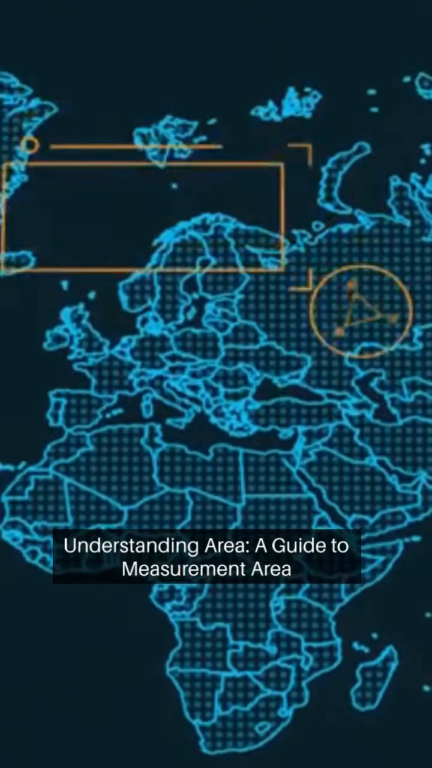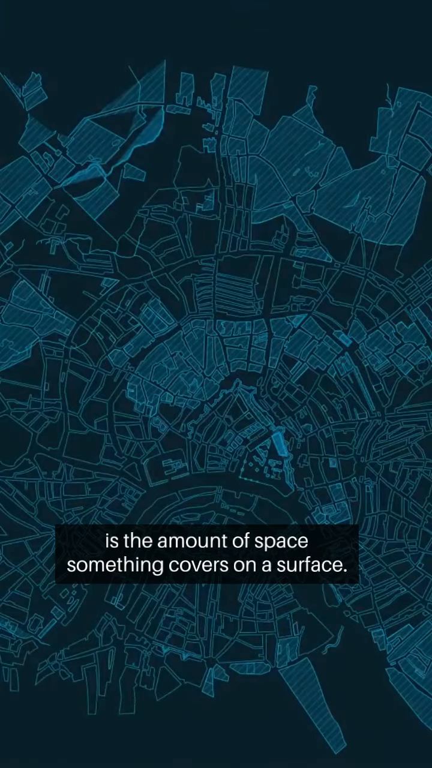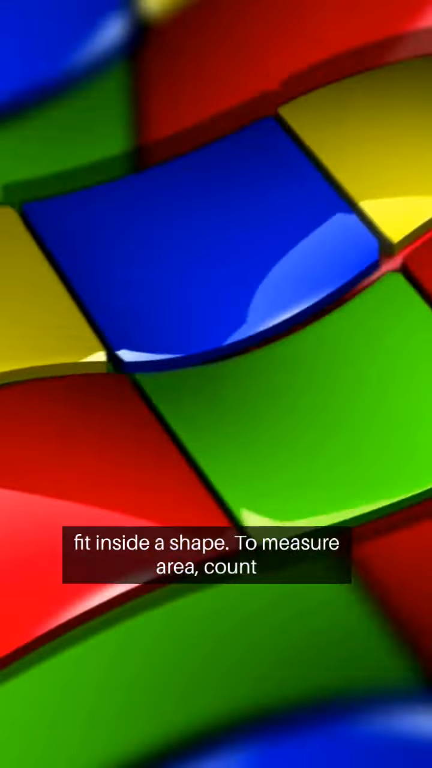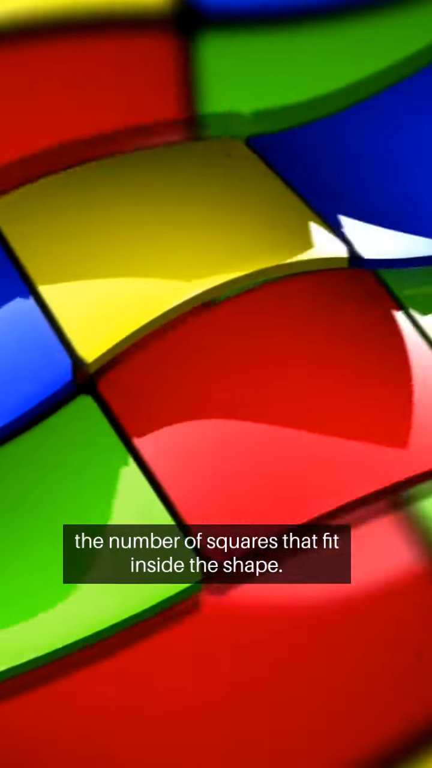Understanding area, a guide to measurement. Area is the amount of space something covers on a surface. It's like counting how many squares of the same size fit inside a shape. To measure area, count the number of squares that fit inside the shape.